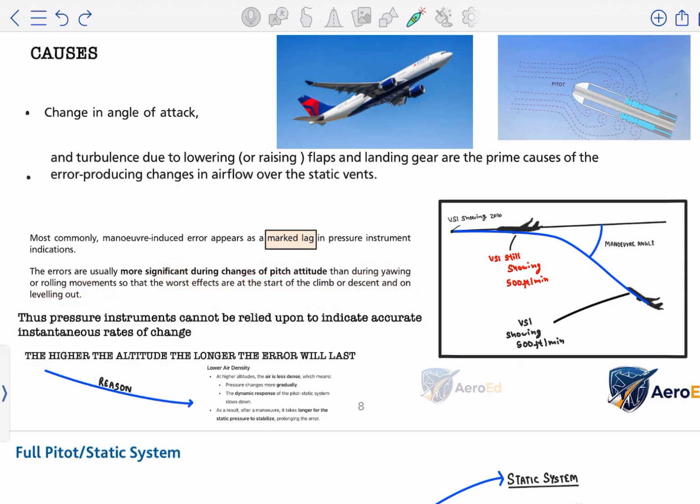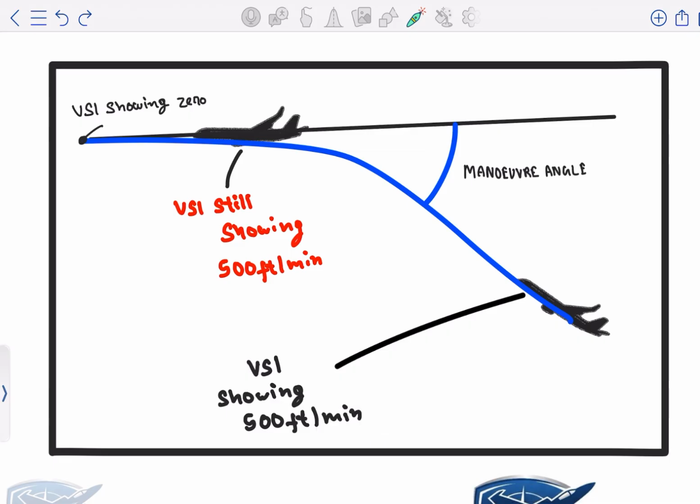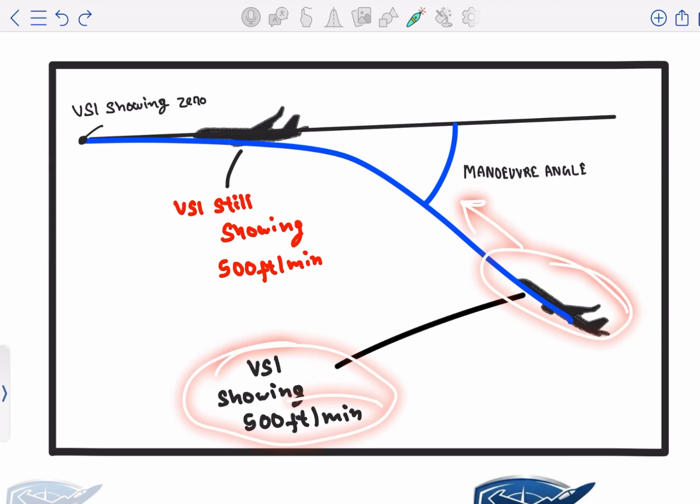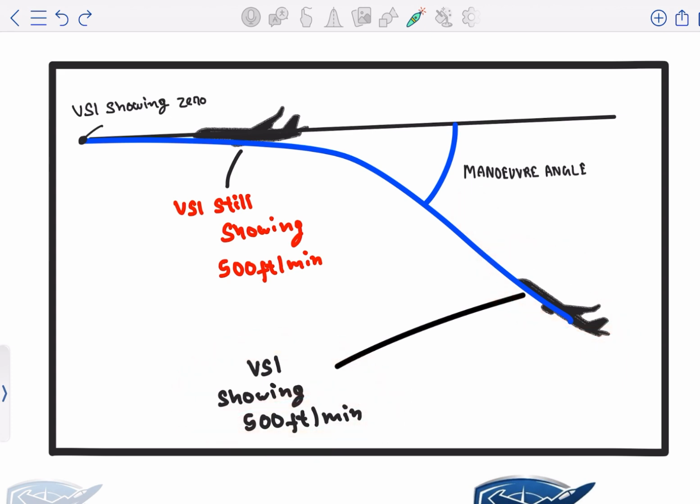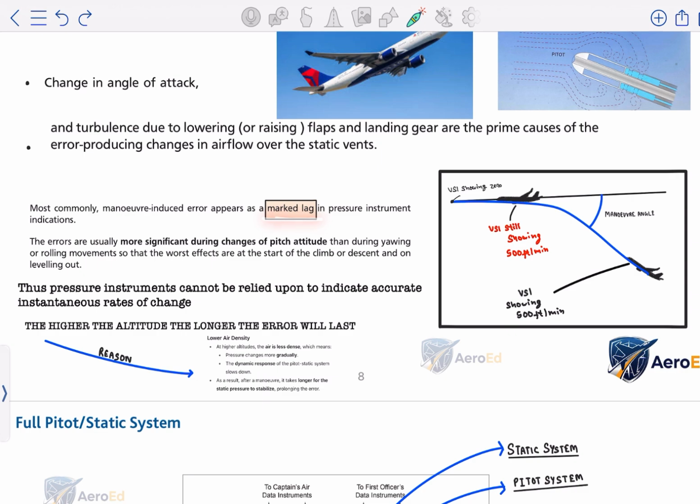Let me explain with an example. When the aircraft is climbing, the VSI, the vertical speed indicator, shows 500 feet per minute. But when the aircraft has reached its altitude and leveled out, the VSI should show 0 feet per minute because it is not climbing. But still, there's a delay in the VSI. The VSI still shows 500 feet per minute, and after some time, after this delay, the VSI finally shows 0. So this marked lag happens in maneuver-induced error.